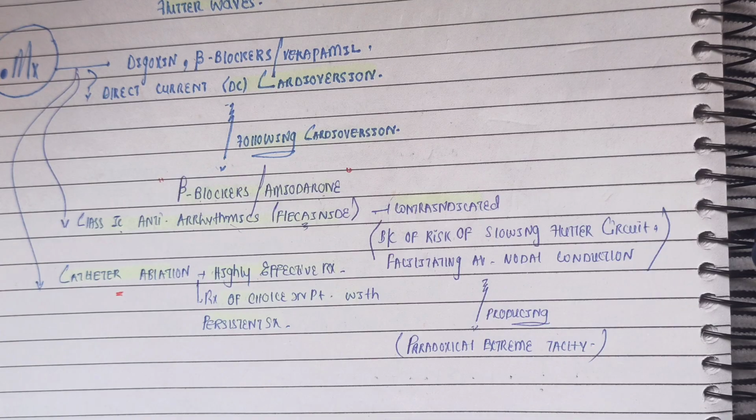Right? Following cardioversion, we come to some drugs like beta blockers and amiodarone, right? Amiodarone is an antiarrhythmic, and beta blockers are for rate control. Okay, you can use a few more antiarrhythmics other than amiodarone, but at least do not use class 1C antiarrhythmics like flecainide, which is contraindicated because of the risk of slowing the flutter circuit.